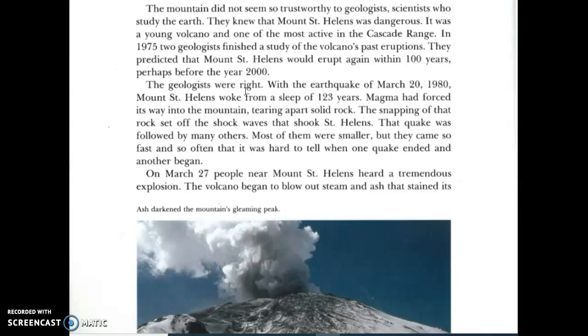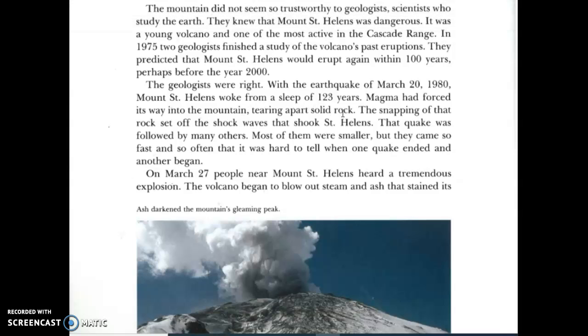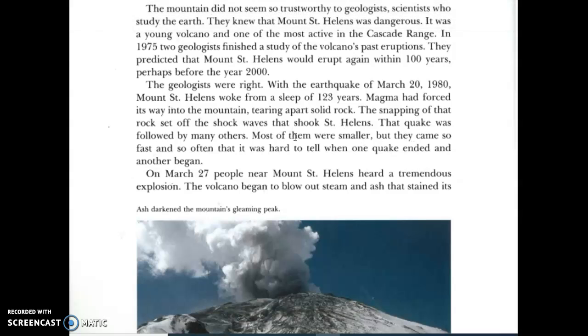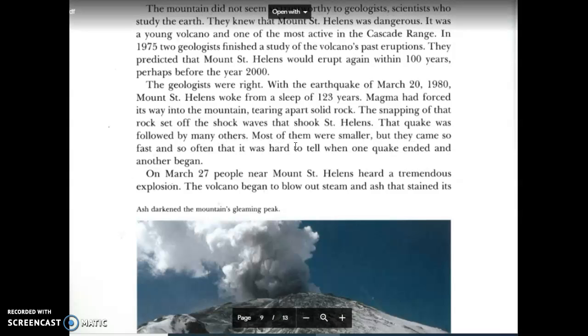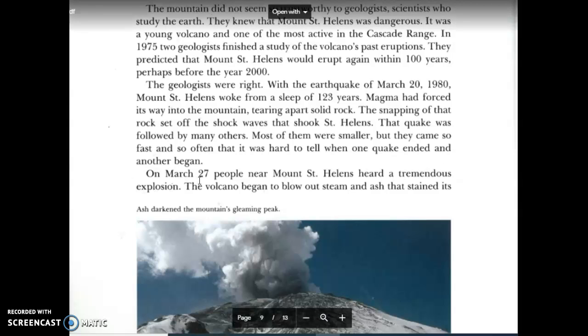The geologists were right. With the earthquake of March 20th, 1980, Mount St. Helens woke from a sleep of 123 years. Magma had forced its way into the mountain, tearing apart solid rock. The snapping of that rock set off the shock waves that shook St. Helens. That quake was followed by many others. Most of them were smaller, but they came so fast and so often that it was hard to tell when one quake ended and another began.